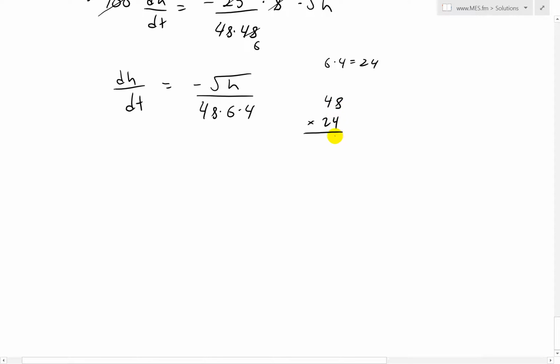So 4 times 8 is 32. Put the 2, carry the 3. 4 times 4 is 16. Add the 3, that's 19. Add the 0. And then we have here 2 times 8 is 16, and then add the 1, so carry the 1. 2 times 4 is 8. Add the 1 is 9. And again, then we add this all together.